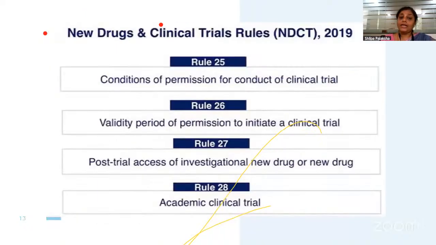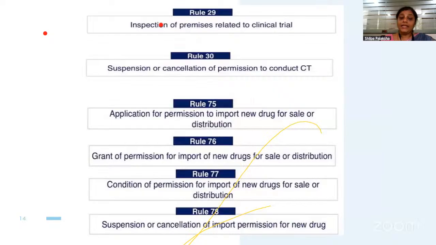So, new drugs and clinical trials: rule number 25, published under the NDCT Rules 2019, tells about the conditions for permission to be taken for conducting the clinical trial. The validity period is given by rule 26. Rule 27 tells about post-trial access, that is, after the trial, how it is accessible and what the requirements are. Rule 28 tells about the academic clinical trial. Then 29 tells about the inspection parameters. Rule 30 tells the reasons for which there could be a suspension or cancellation of such permission to conduct.